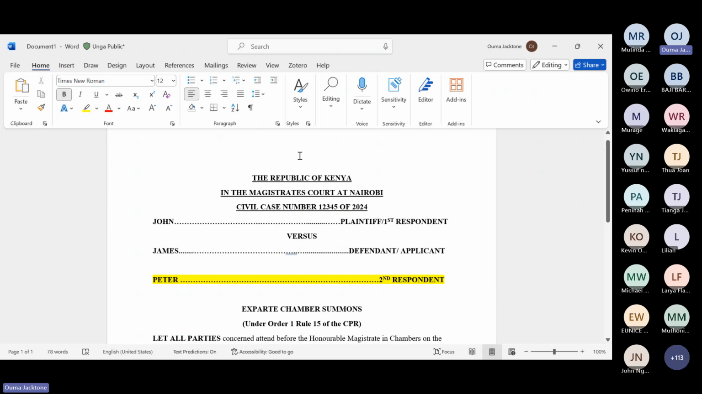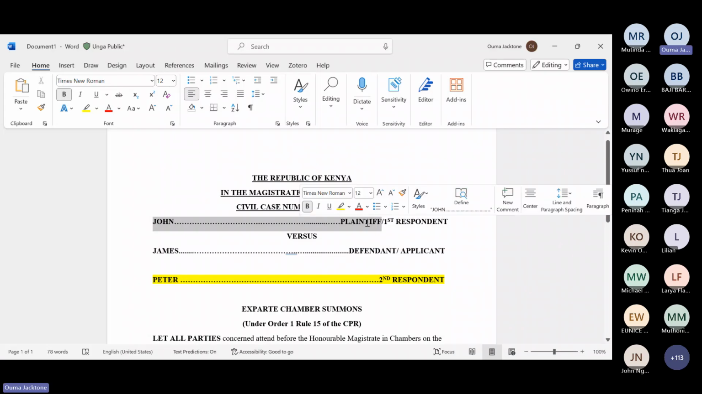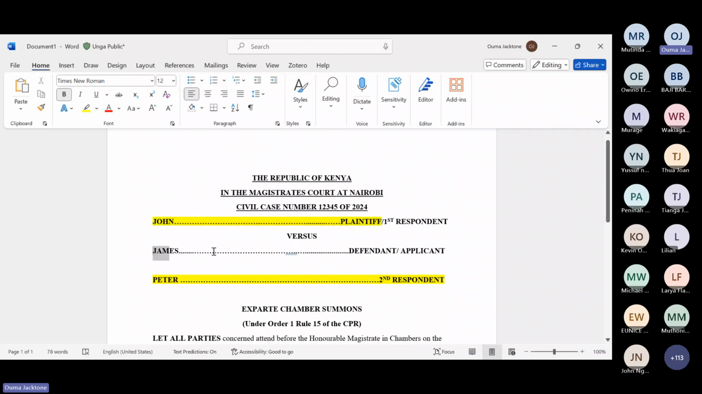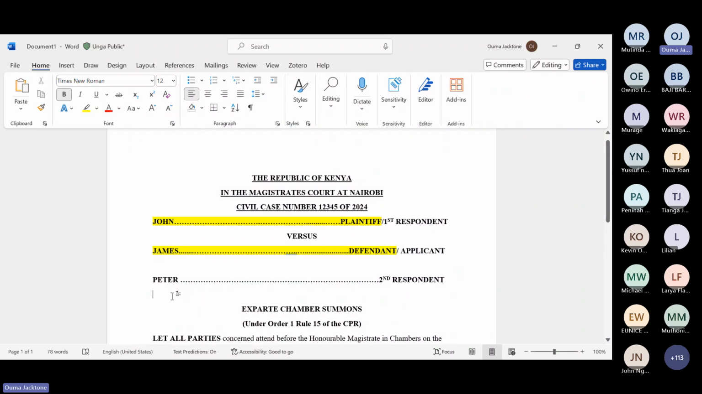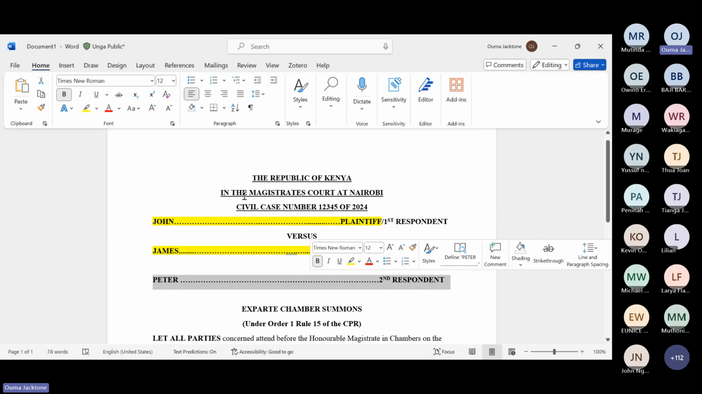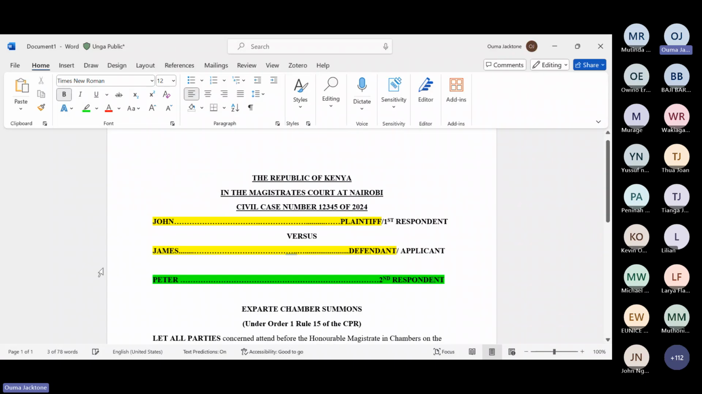Okay. Now, remember that this is an application that is being made within the suit. Originally, we had John, the plaintiff, suing James, the defendant. Now, James wants to bring Peter, this one here, let me highlight it in green maybe, as a third party. James is bringing Peter as a third party.